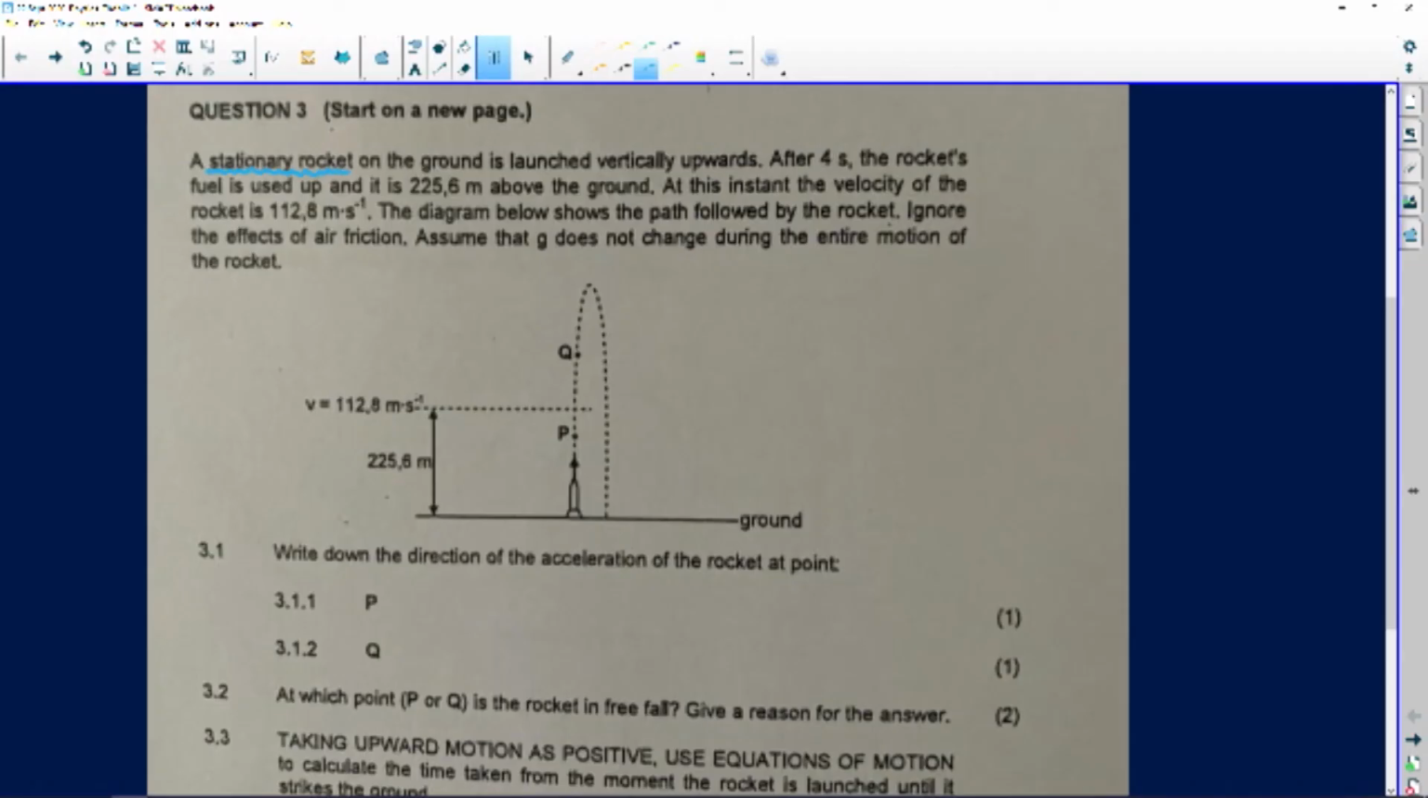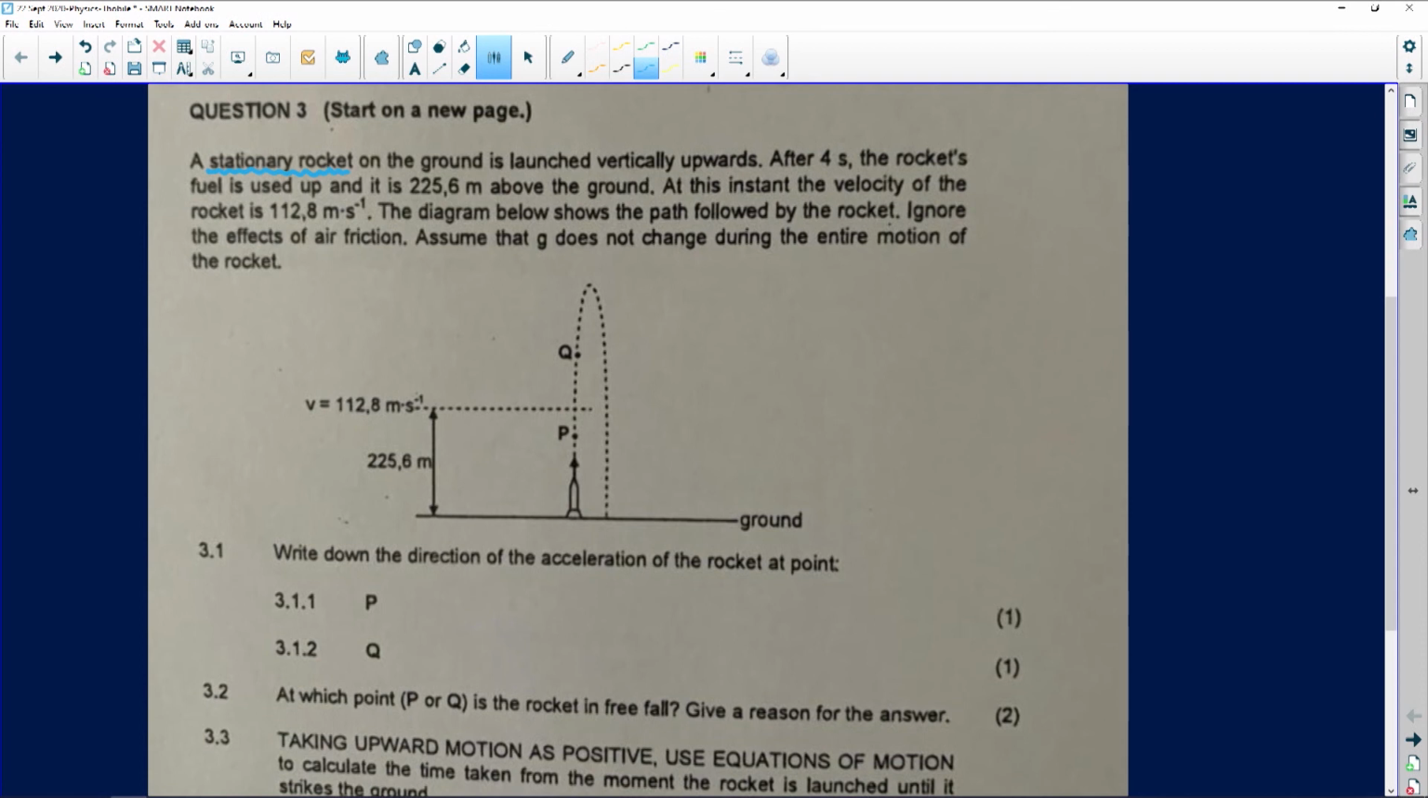So a stationary rocket on the ground is launched vertically upwards. That means it is going up. Now remember, something that is going up, we always know what goes up must come down. We have gravitational acceleration, which is acting in the opposite direction. Another thing, when we're doing vertical projectile motion, if an object is moving up in the opposite direction, we'll have gravitational acceleration, which means we have to choose a positive or a negative direction.